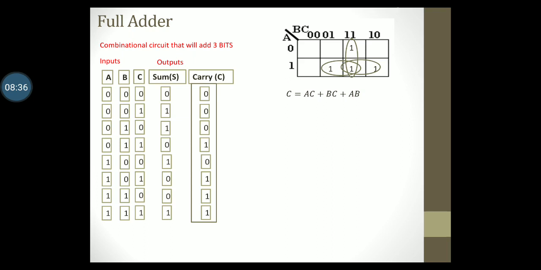Remove C common to get the equation as follows. Now you know that A plus B is basically the sum from a half adder, so we can express it as A XOR B. And this is the final equation that we get for carry. Using these equations, we can draw a diagram for a full adder as follows.